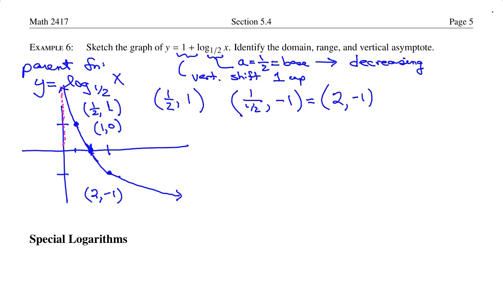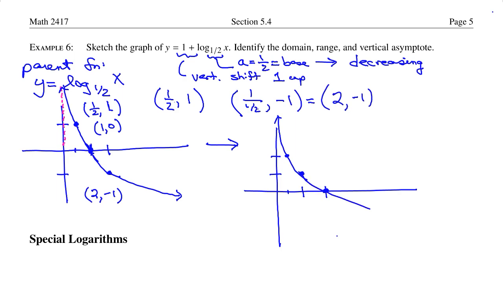Let's graph the shifted one. And the shift is 1 up. So this shouldn't be too bad. So instead of having 1, 0, we have 1, 1. Instead of 1/2, 1, we have 1/2, 2. And instead of 2, negative 1, we have 2, 0. It'll look something like this. We still have the vertical asymptote right there.